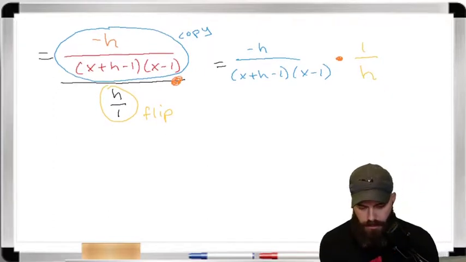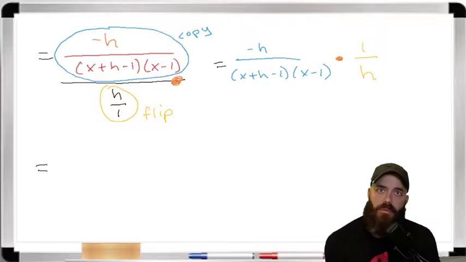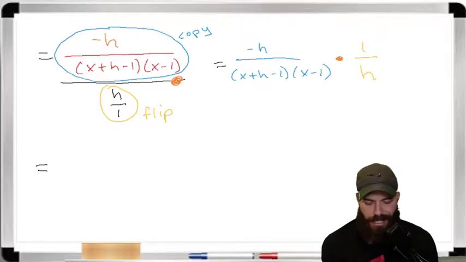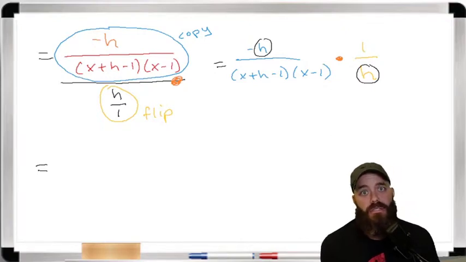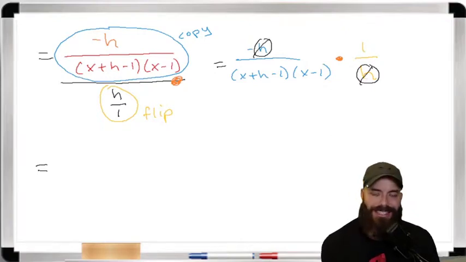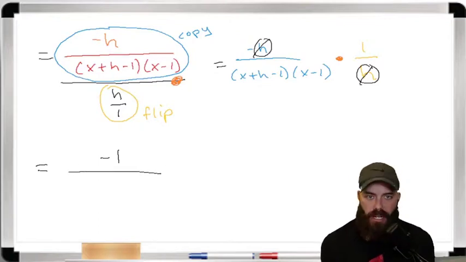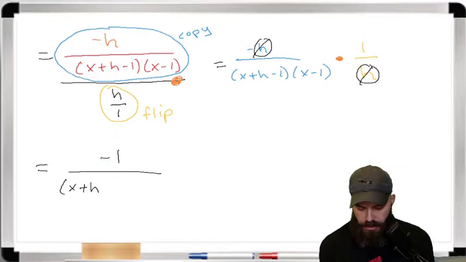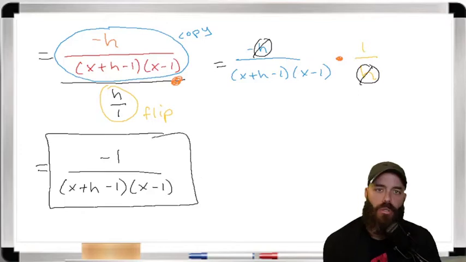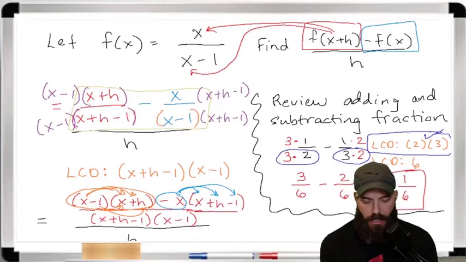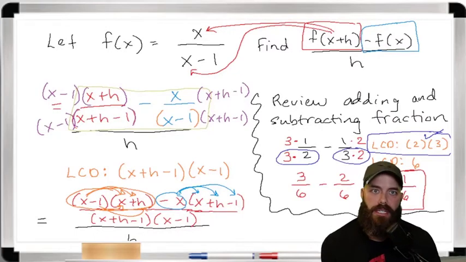Now when you multiply fractions, look to see if there's any common terms in the numerator and denominator. Well, we clearly see there's an h in the numerator here. There's an h in the denominator of this fraction. They reduce to 1. So they reduce with each other. I still have a negative in my numerator. And so negative 1 times 1 would be negative 1. And then in my denominator, I have x plus h minus 1 times x minus 1. That is the difference quotient to my function x over x minus 1.